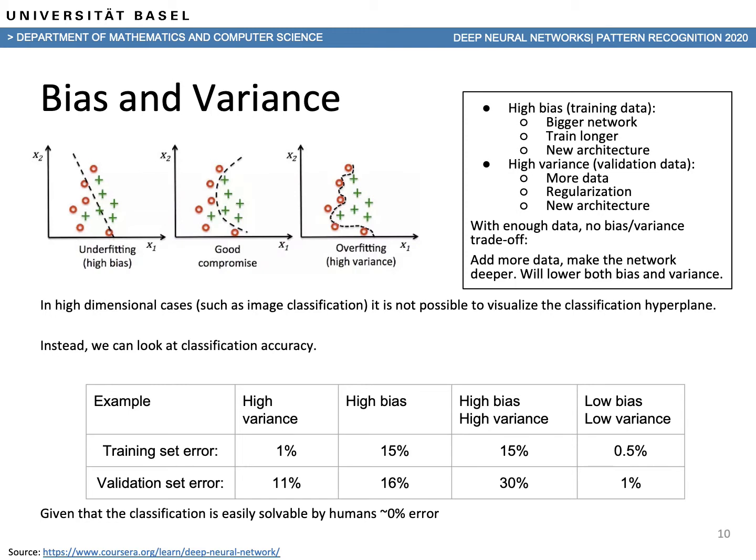So that's kind of the new thing in the area of big data, that if we add enough data, then essentially we would come into a state where we do not have to do any trade-off. So essentially you can just add more data and make the network deeper, which will both lower the bias and the variance error in the network.